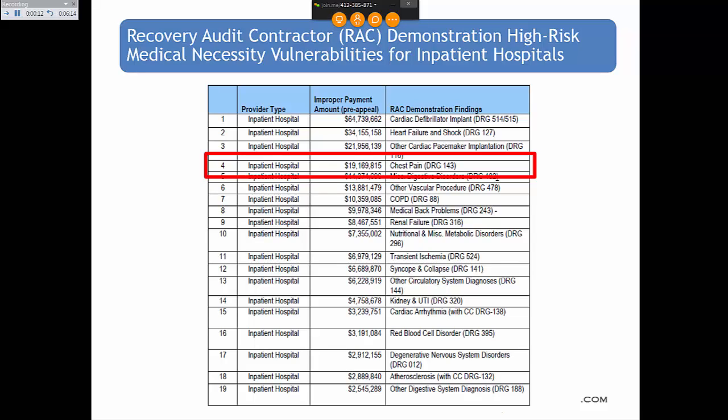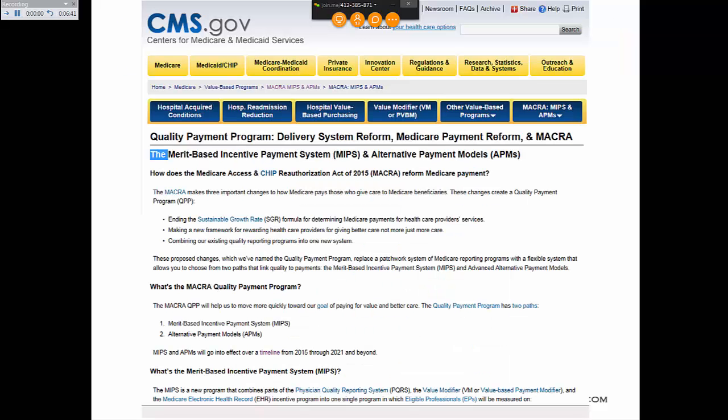So we have covered heart failure, we've covered COPD, but the top 4, as you can see, are cardiac related. So the number 1, where there was $64 million in payment issues, was cardiac defibrillators, and chest pain is the 4th, and that's the reason why it's important that we educate our providers on what to write and how to write it.